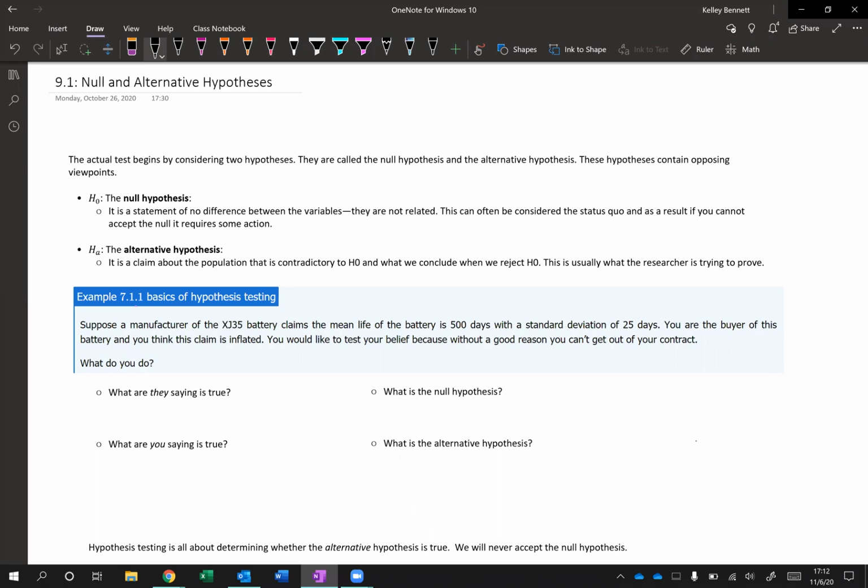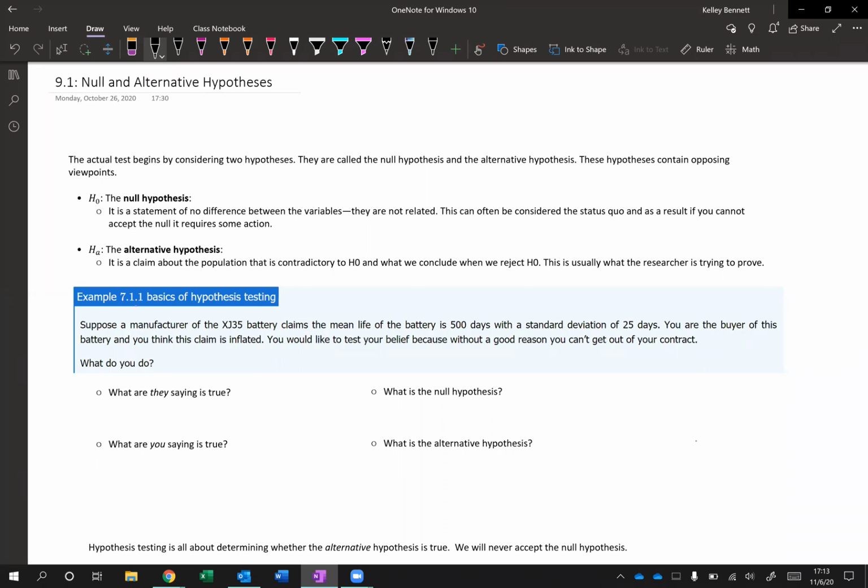Now that we're beginning the section where we're going to do hypothesis testing, the first critical step is to state what it is that we're testing. And so these statements are going to be in the form of the null hypothesis, which is written as H naught. So that's an H with a 0 subscript. And it's the statement of no difference between the variables.